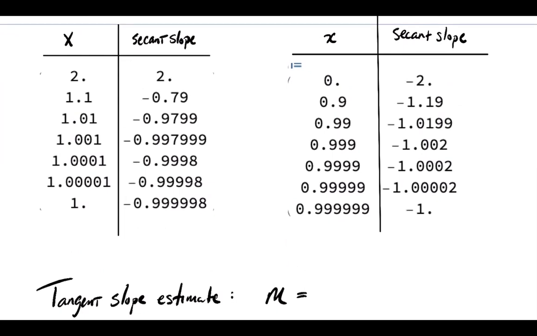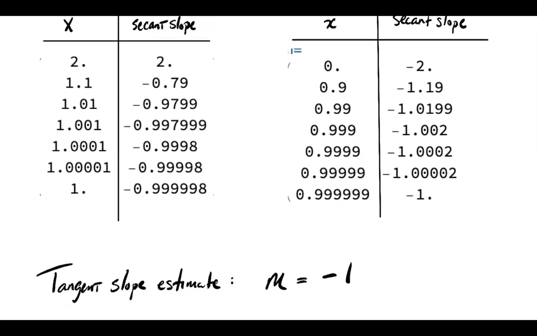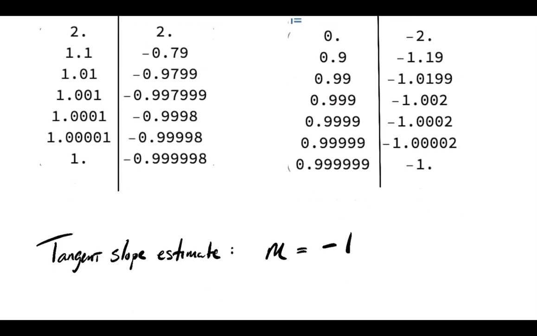But if you can look at these two tables and say, well, it looks like the closer and closer x gets to 1, the closer and closer those secant slopes get to, well, -1. So that's my tangent slope estimate. I'm thinking that the slope of the line that's tangent to that cubic polynomial when x is equal to 1, it looks like the tangent slope is -1.